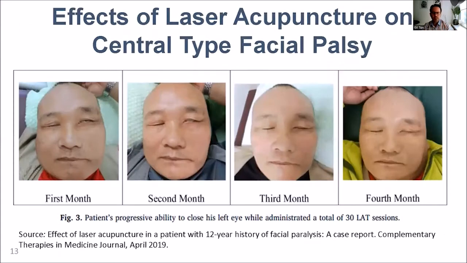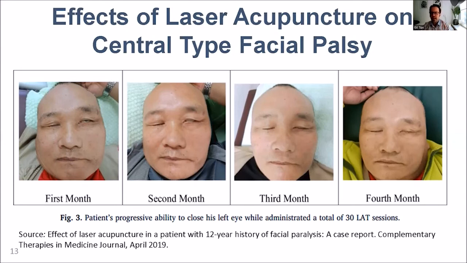So regarding the results, the most significant and noticeable improvement during this laser acupuncture session was the patient's progressive ability to close his left eye. As you can see from the figure, the difference between the 1st month and the 4th month: at the beginning when the patient arrived, he couldn't fully close his eye. After the 10th session, there was a noticeable change in his ability to close the eye. After the 22nd session, he could fully close the eye, and he didn't receive any other treatments besides laser acupuncture.